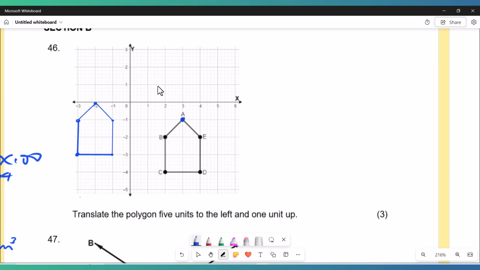Okay, so you can see this is our A prime here. This is E prime. Okay, this is D prime. This is C prime, and this is B prime. Okay, hope we are together. Next question here says what? Question 47. What does it say?